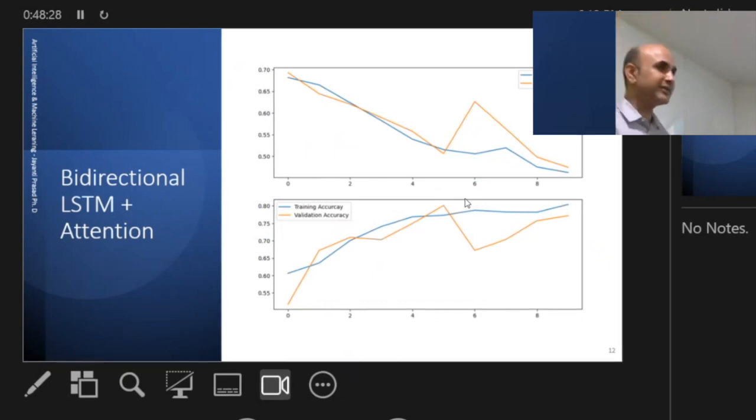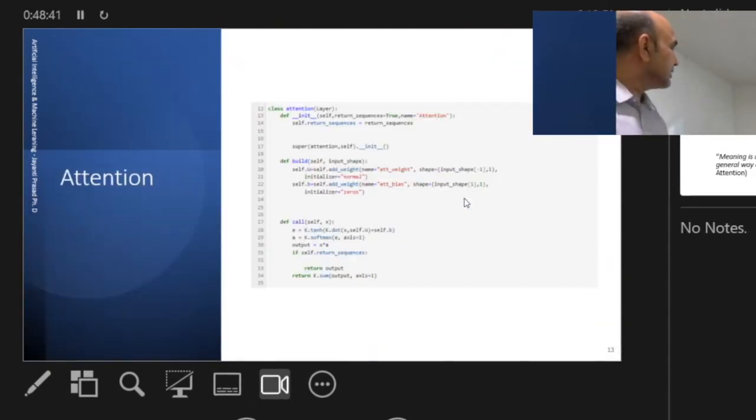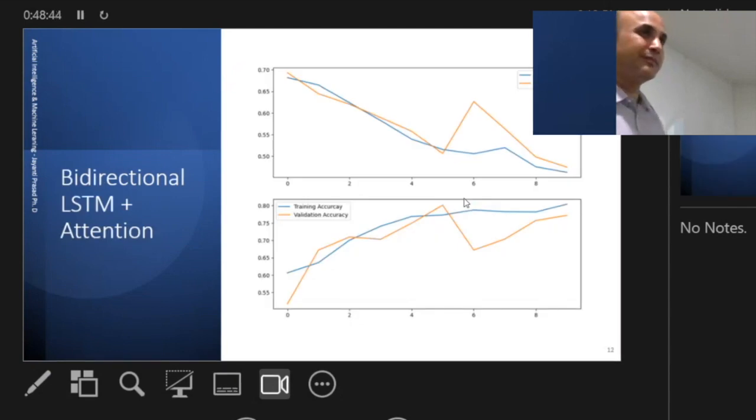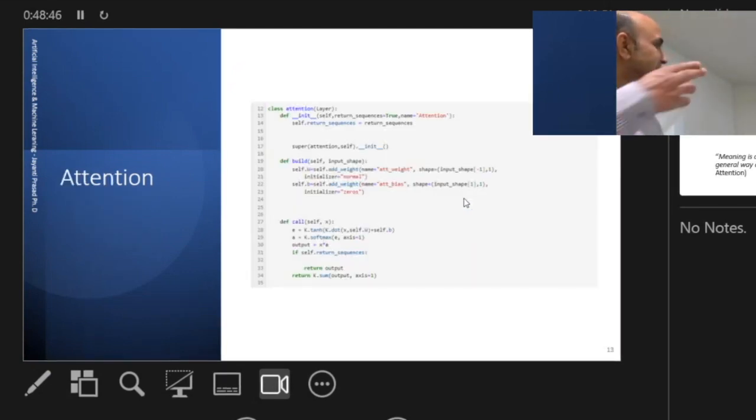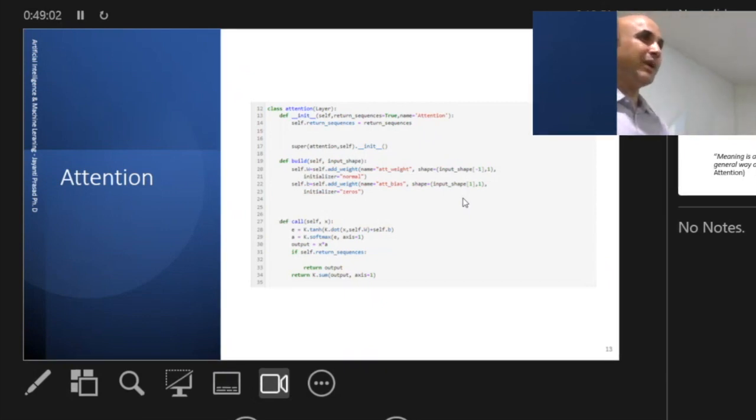I'm not showing code because it's the same code, but it looks like it gives better performance roughly. But we can't contest that very much because the number of parameters also increased. I don't have that number, but obviously there will be more parameters. And this is the attention function. It's very simple. If you are familiar with Python, what it is doing is taking one input vector x, and then the attention mechanism has its own weight and bias, and using them, it returns a vector.